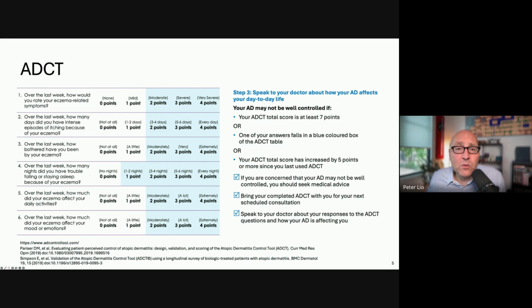And then you can see the first question is, how would you rate your eczema-related symptoms? So 0, 1, 2, 3, or 4 points. And you can see it's none, mild, moderate, severe, very severe. And then the next one is, over the last week, how many days did you have intense episodes of itching because of your eczema? It then asks about the trouble falling asleep or staying asleep. It also asks about how bothered have you been by your eczema. It also asks about affecting your daily activities. And then finally, that last question is how much did it affect your mood or emotions?